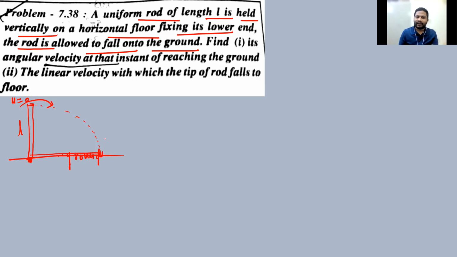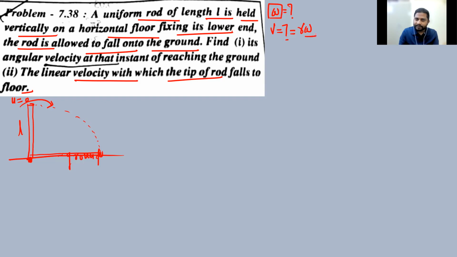What is the angular velocity? They are asking. When any body is rotating about an axis, there is an angular velocity, right? So what is that angular velocity of the rod? They are asking. Then the linear velocity also, the linear velocity with which the tip of the rod falls to the floor. So linear velocity also they are asking, and finding this linear velocity is so simple. It's r omega, and we will be finding omega here.